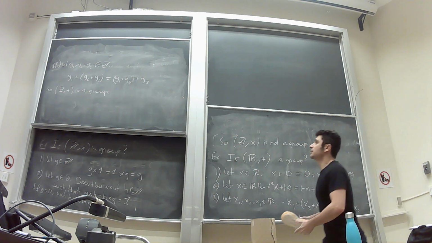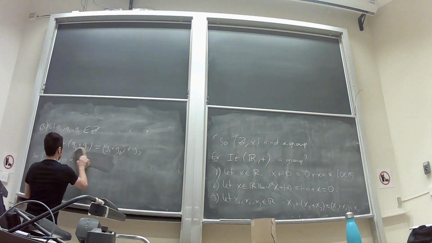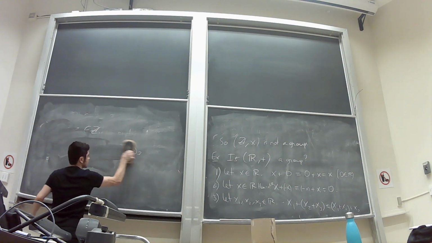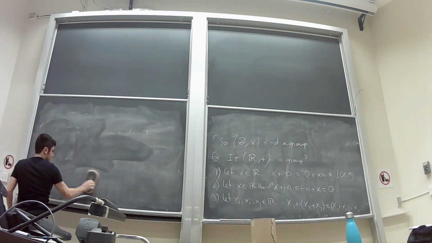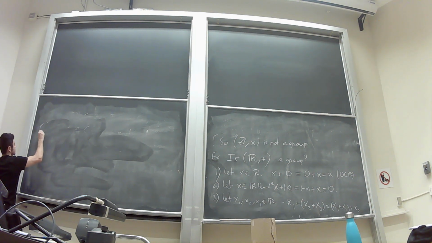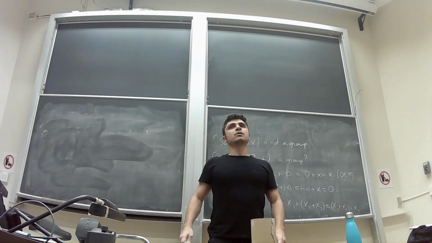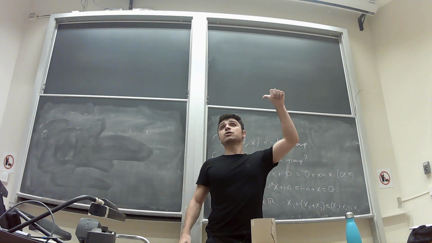Now let's try: is R under multiplication a group? No, actually. Is R under multiplication a group? No, because of the 0. Let's think about it. It doesn't satisfy property 2. Are we good here?